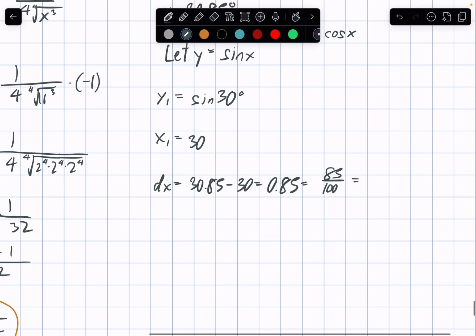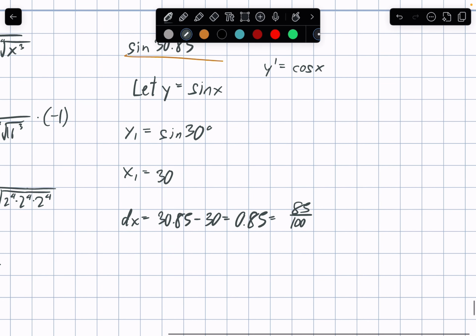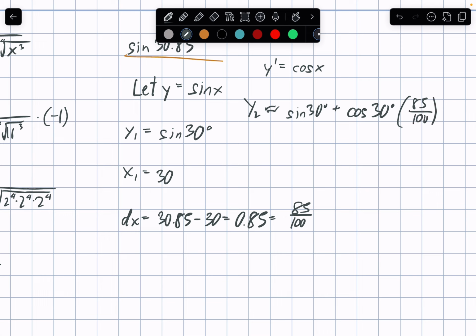Let's just keep it at that for now. We can simplify later. y2 equal to y1 plus x1. Sorry. Derivative first. Cosine and then 30 times dx, which is 85 over 100.